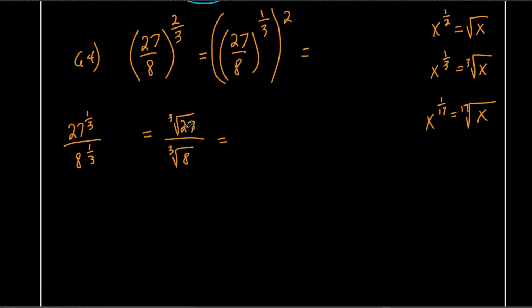But we already know what that is. The cube root of 27 is 3. The cube root of 8 is 2. Now, is my answer 3/2? Do I just leave it like that? No, because what am I doing? I got to square all this stuff. So this thing right here has to be squared. You understand that, right? Because of that 2/3.